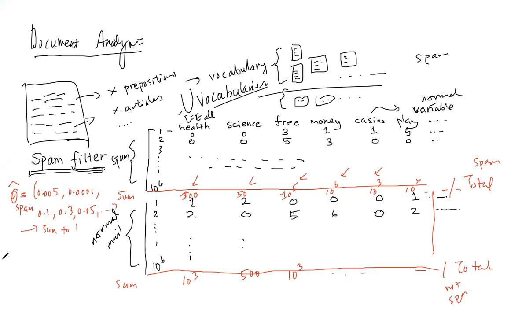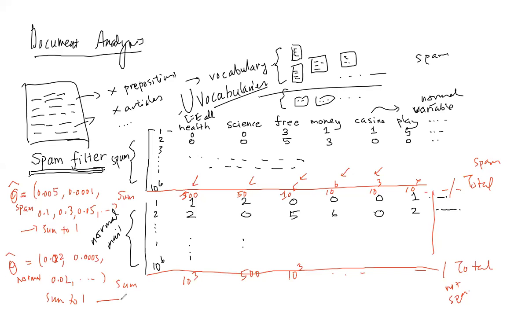Okay, so here you also have a probability vector for normal. So this may be 0.2, maybe it's too high, maybe 0.02, 0.0005, 0.02, and so on, okay? This will also sum to one, okay?